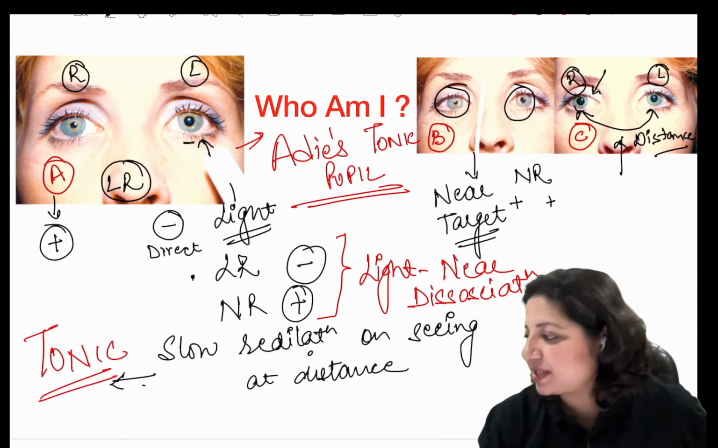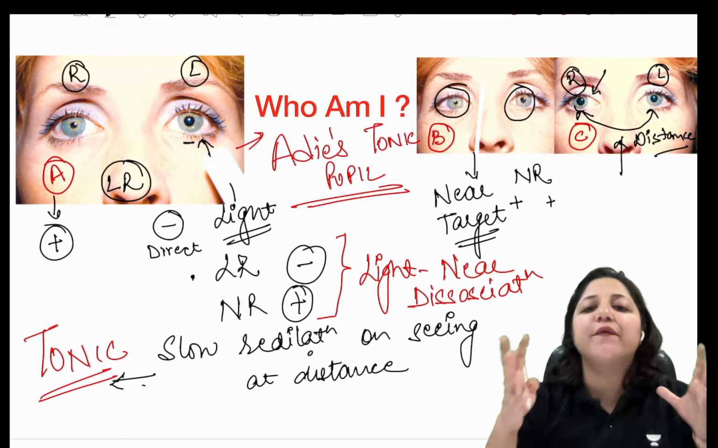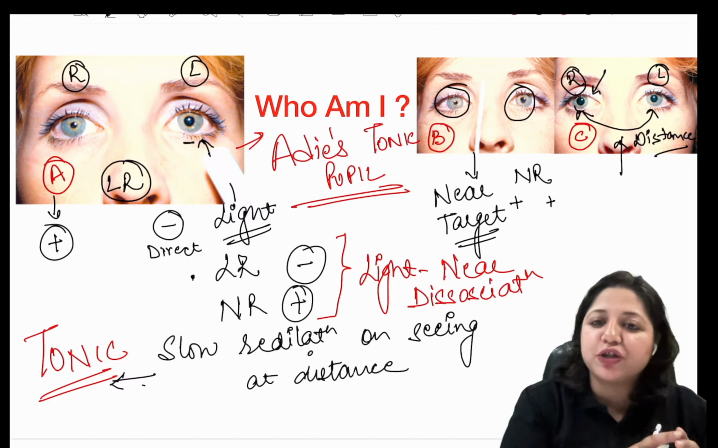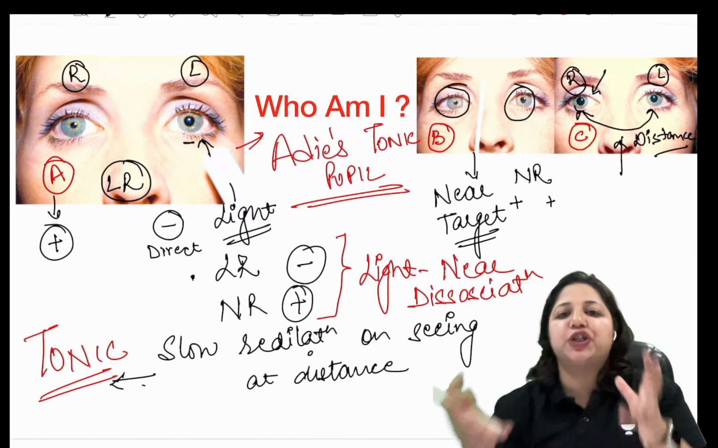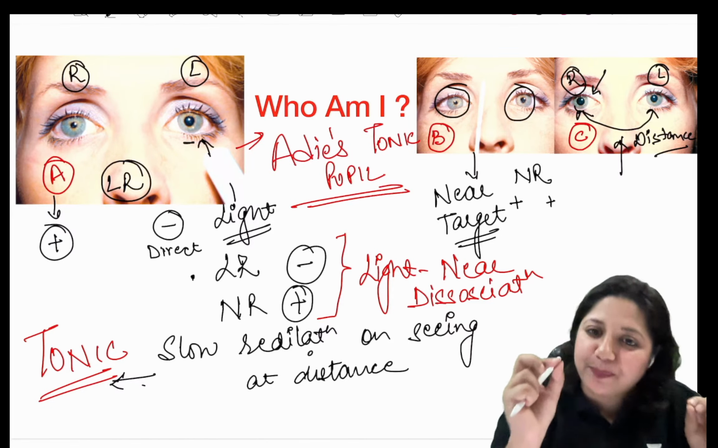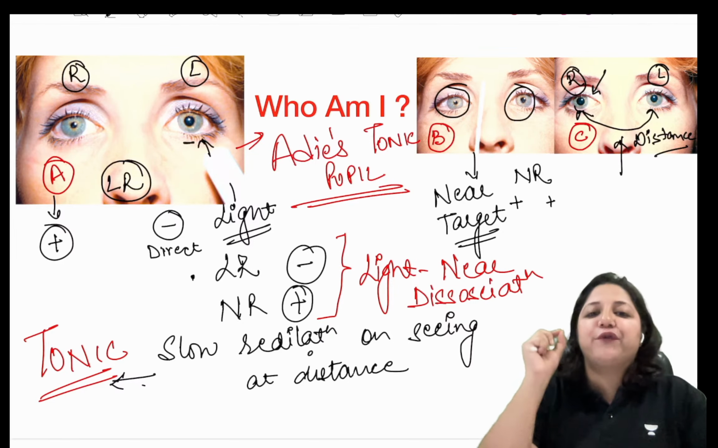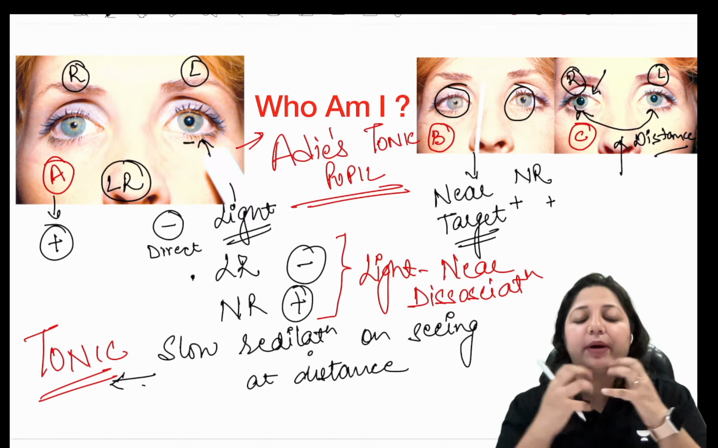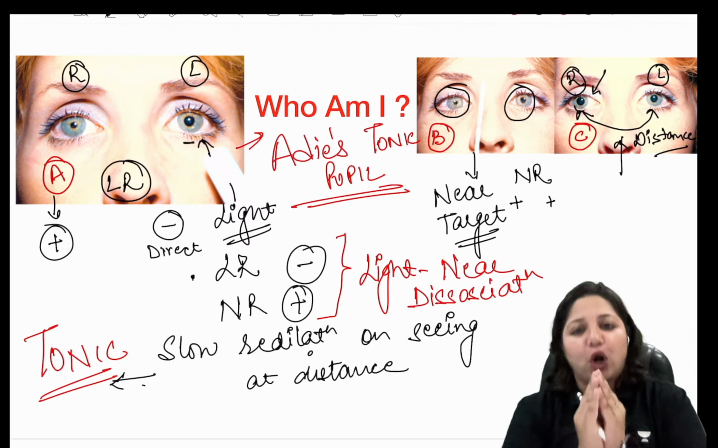Basically, denervation supersensitivity means denervation cholinergic supersensitivity. Because of the innervational problem, there is supersensitivity to the cholinergic system, right? So even if you give a miotic, which is 0.1% pilocarpine, a parasympathomimetic, it is so sensitive to this concentration also that the pupil constricts.